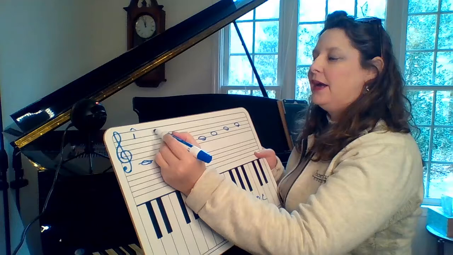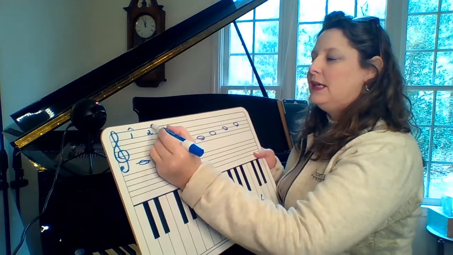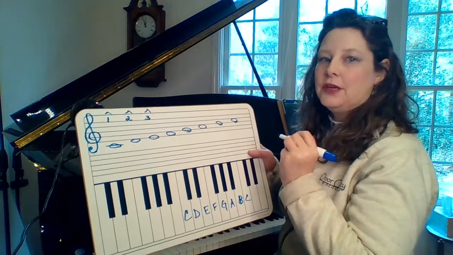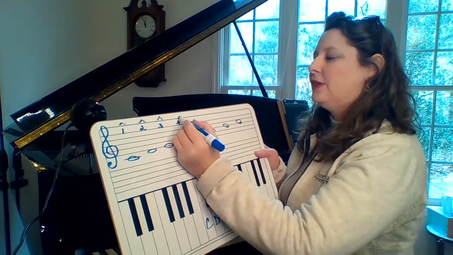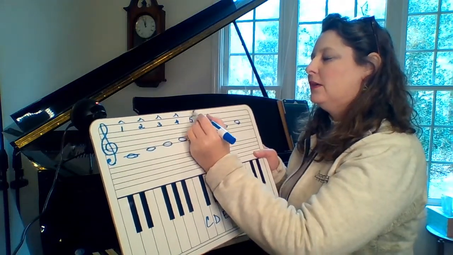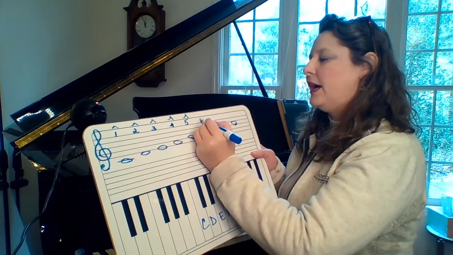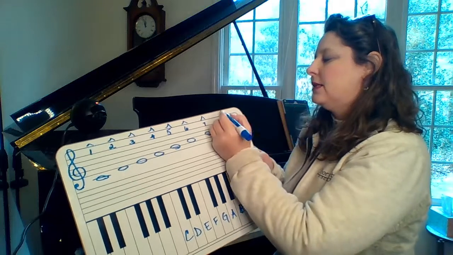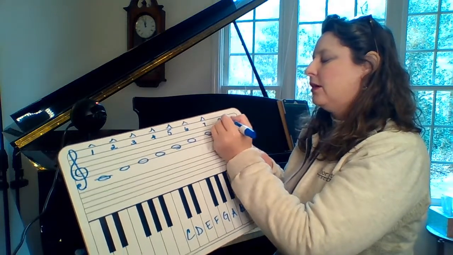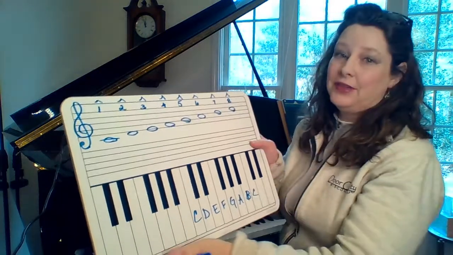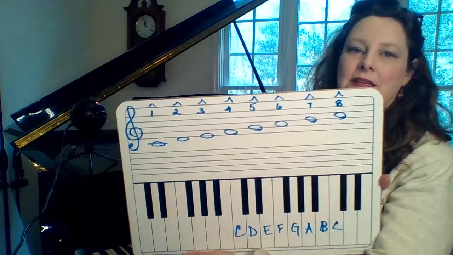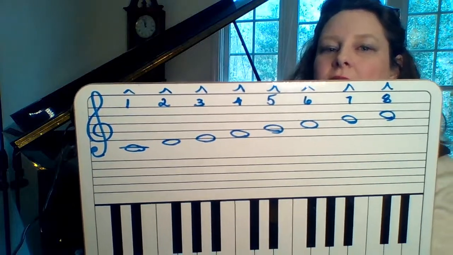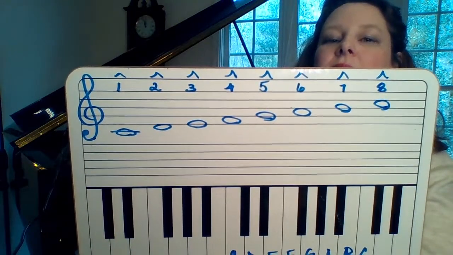If I follow the pattern, D is scale degree 2, E is scale degree 3, F is scale degree 4, G is scale degree 5, A is scale degree 6, B is scale degree 7, and back to the C is scale degree 8. So there are your scale degrees, C to C.